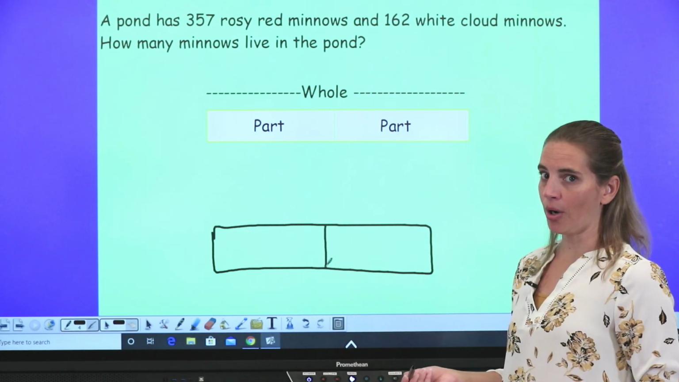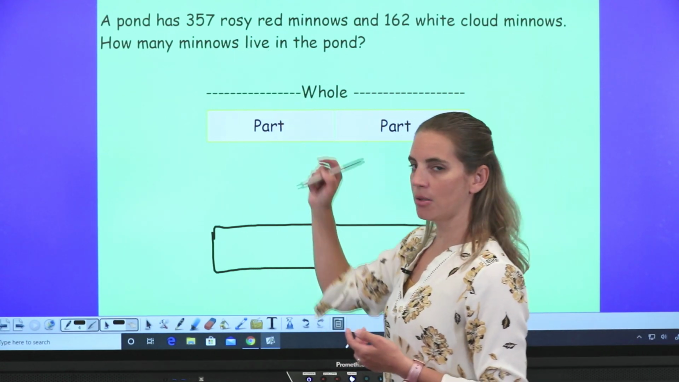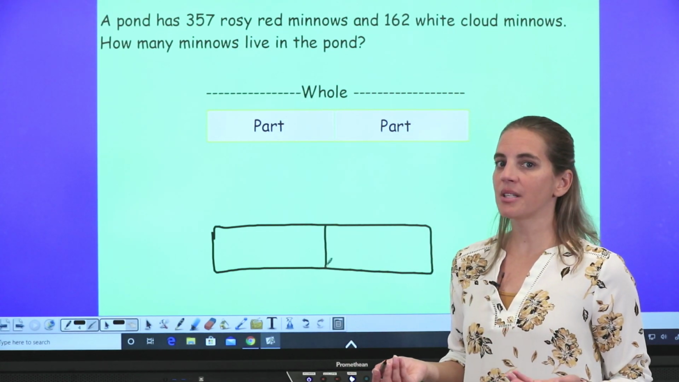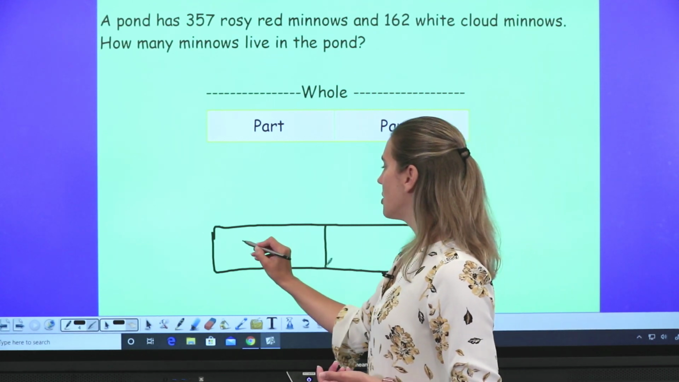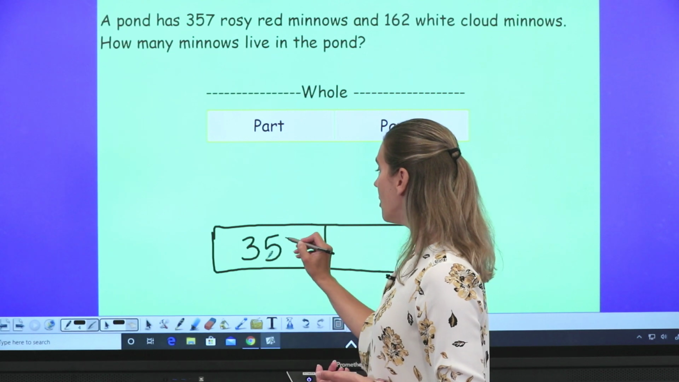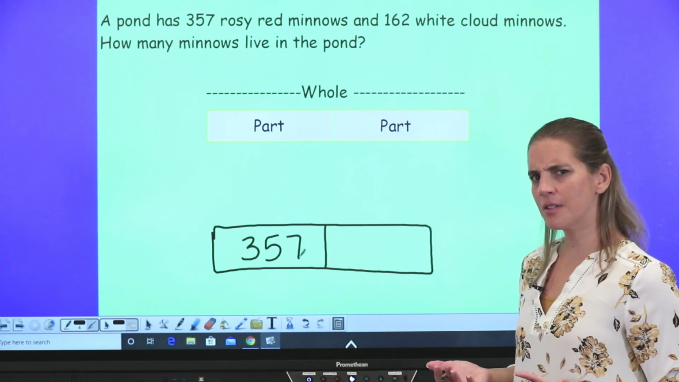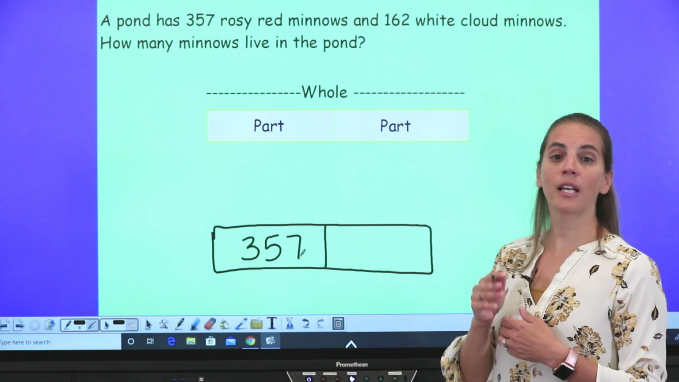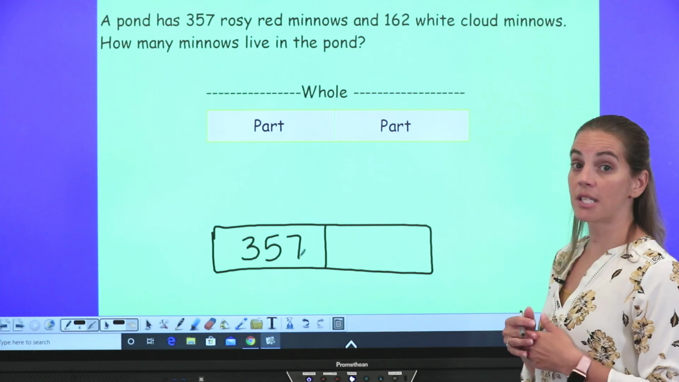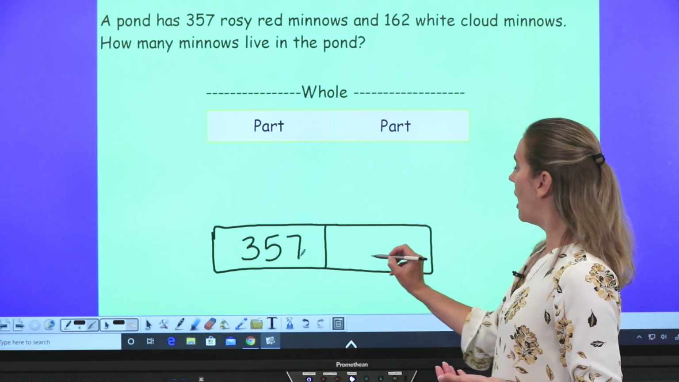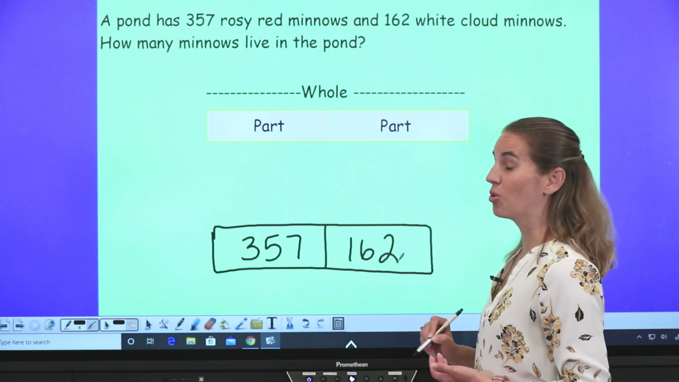I know that one part are my rosy red minnows, right? Right here are my rosy red minnows. How many rosy red minnows live in the pond? Perfect, 357. So that's one part of all the minnows that live in my pond. What's the other kind of minnow that lives in the pond? Oh yeah, white cloud minnows. How many of those are there? 162.